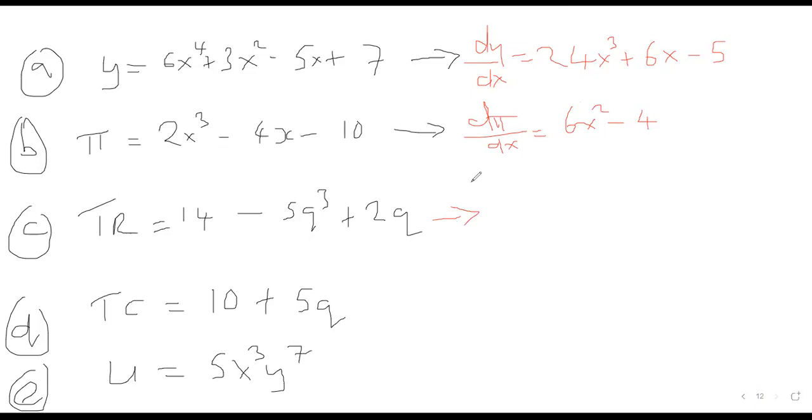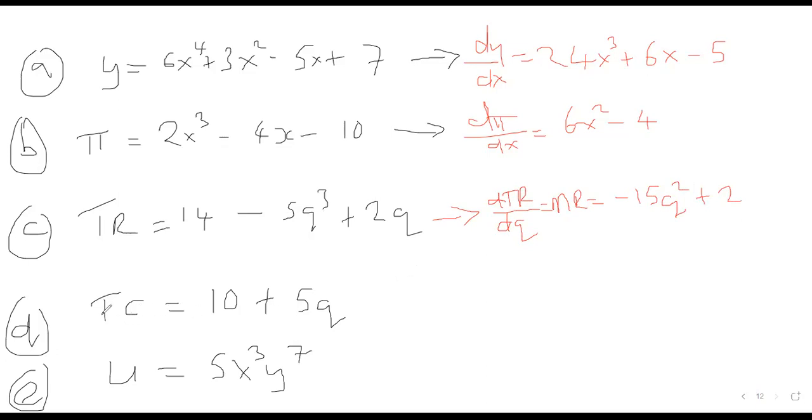dTR over dQ. TR stands for what? Total revenue. When you differentiate it, the name becomes marginal revenue. Just becomes MR. Yes? Is equal to negative 15Q squared plus 2. Excellent. What happened to the 14? It dropped out. It disappeared.